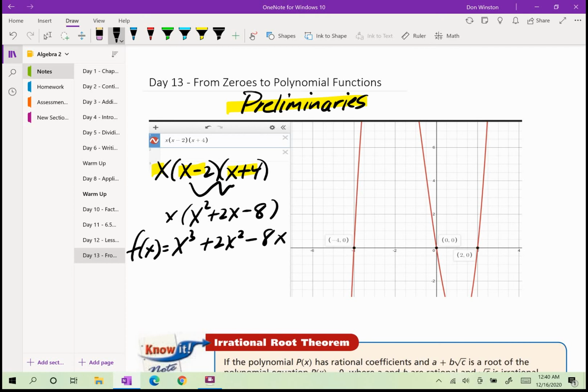And as you can see, that polynomial would have zeros of, let's see here, -4, and then 2, which is there, and then 0. Okay, so we'll be doing the same thing today. Well, given factors, or zeros if you will, or roots, to write a polynomial function for that.